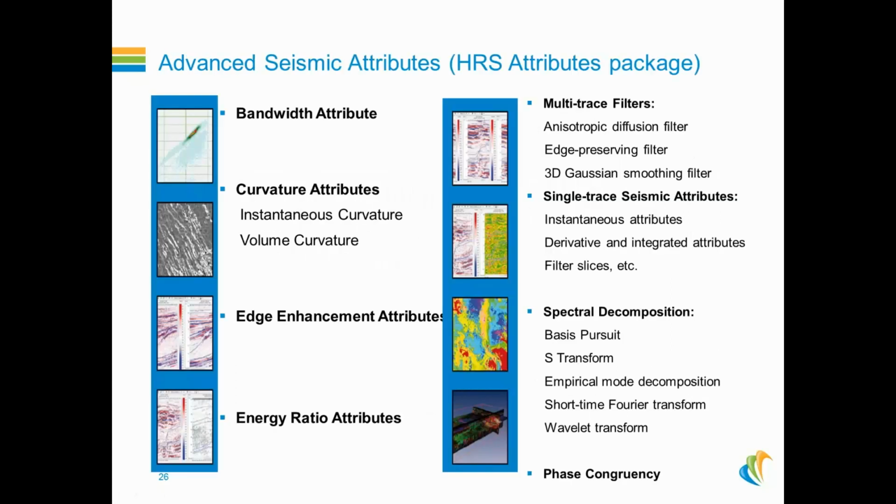Additionally, I want to mention that our HampsonRussell attributes package offers other attribute computations besides spectral decomposition. So these are the ones that I covered today. But we have other methods such as bandwidth attributes, curvature attributes, edge enhancement attributes, energy ratio, multi-trace filters to highlight your fractures and faults in the data, which are commonly used for post-stack data, and standard single-trace seismic attributes are also available. Also, phase congruency attribute is implemented as well.